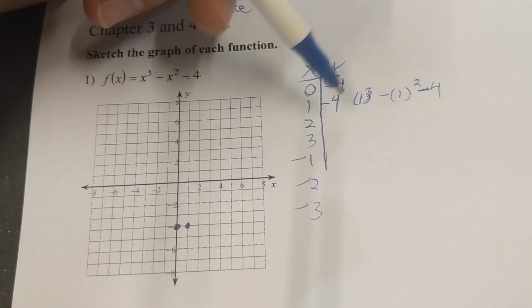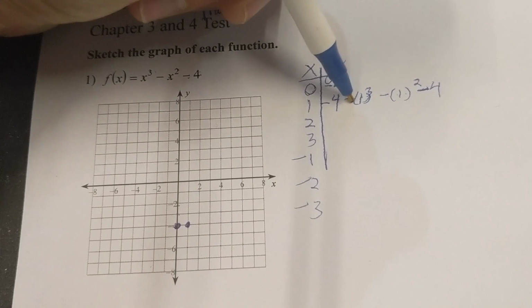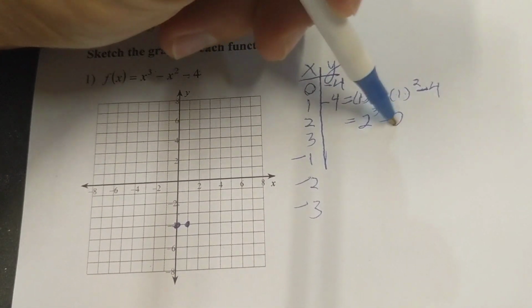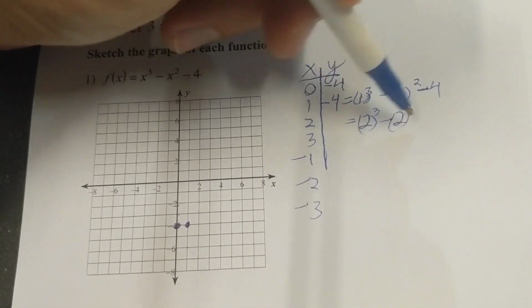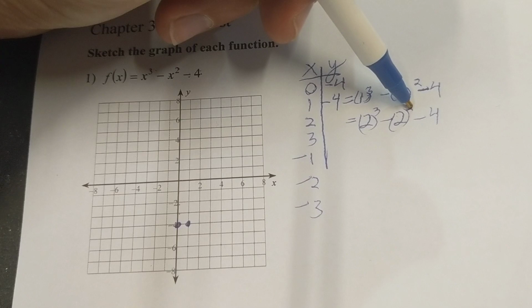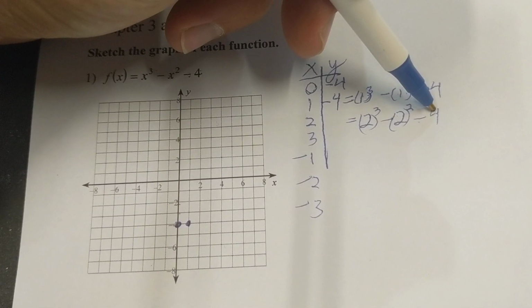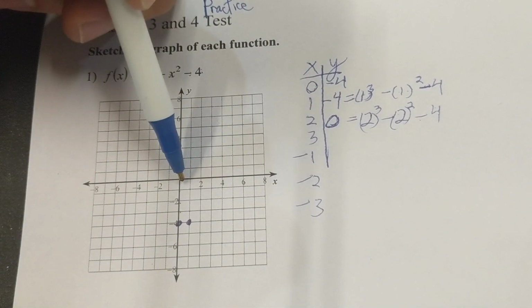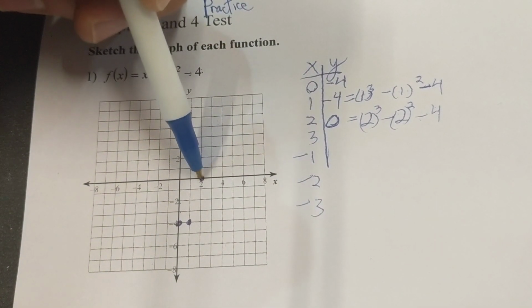And then let's see how this goes. Okay, so if I plug in a 2, we'll put an equal sign there. 2 to the third minus 2 squared, put little parentheses on it, minus 4. This is 8 minus 4, and then that's 4. Take away 4 is 0. So we plugged in a 2 and we got out a 0. That means I'm up here.